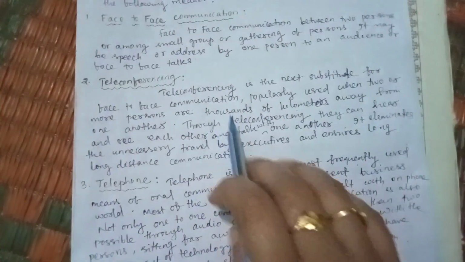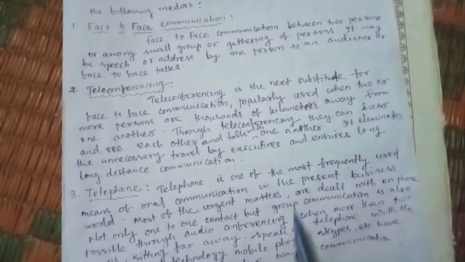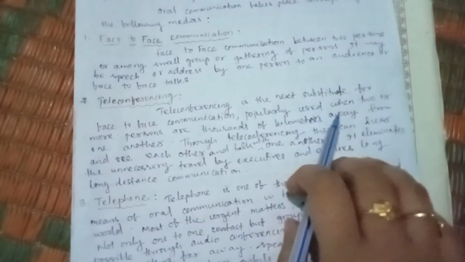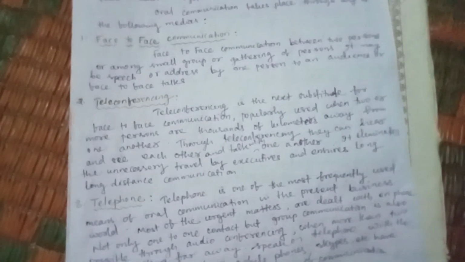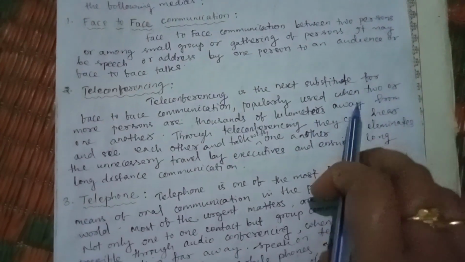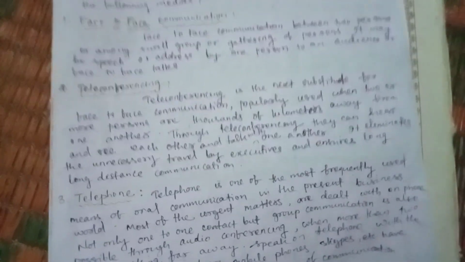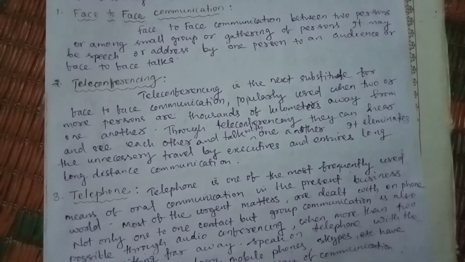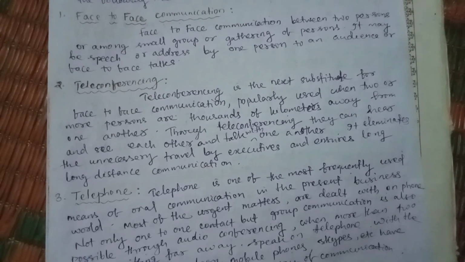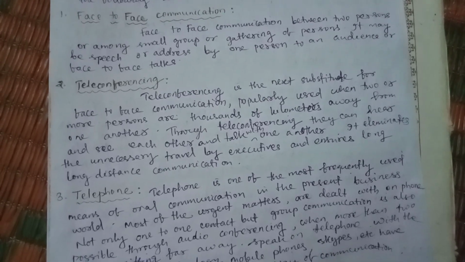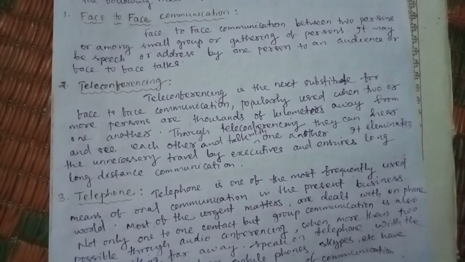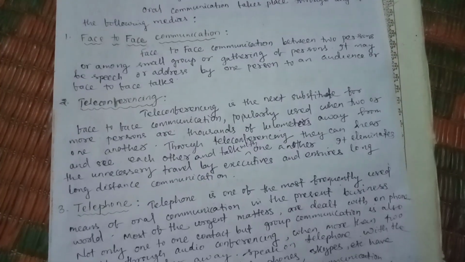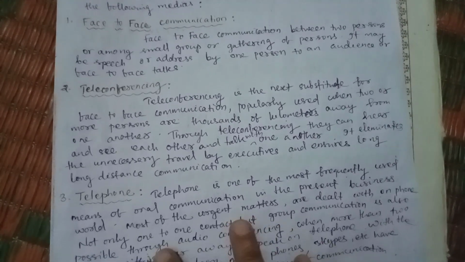Then teleconferencing. Teleconferencing is the next substitute for face to face communication, popularly used when two or more persons are thousands of kilometers away from one another. Through teleconferencing, they can hear and see each other and talk with one another. It eliminates unnecessary travel by executives and ensures long distance communication.